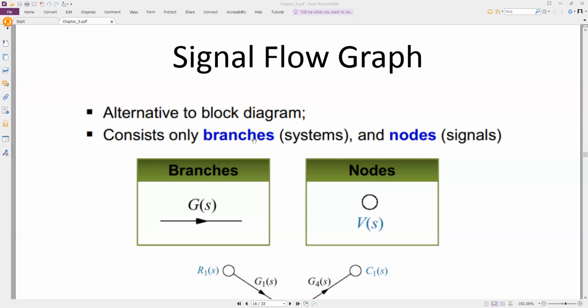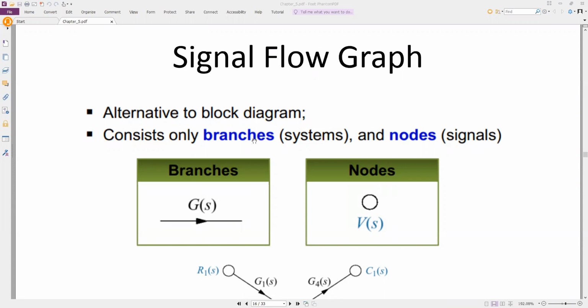So here we have used a few things. It is an alternative to the block diagram. It consists of branches, which is also the system, and the nodes, which is the signal. So instead of blocks, they have used branches, and instead of signals, they have used nodes.